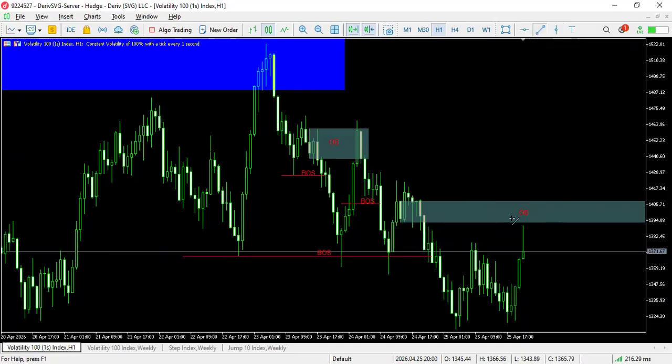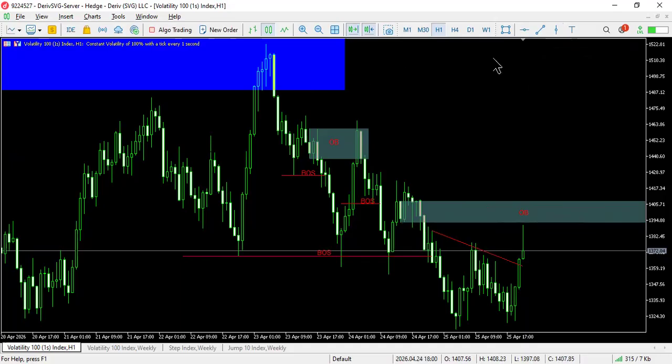And our liquidity is present. The liquidity which was sitting here, trend line liquidity which was sitting with that price, just swept and is about to go and tap into that order block right there.